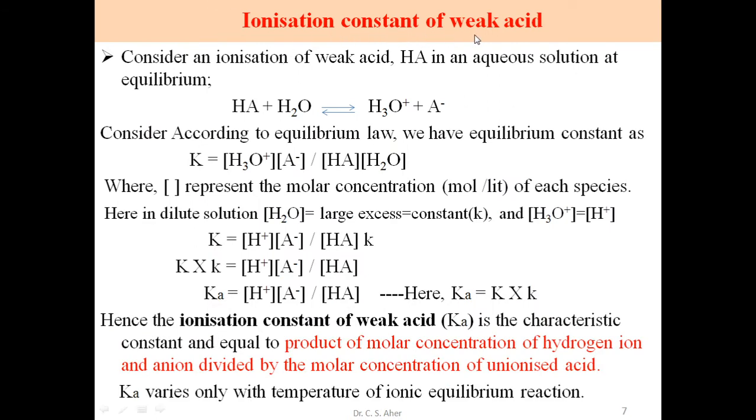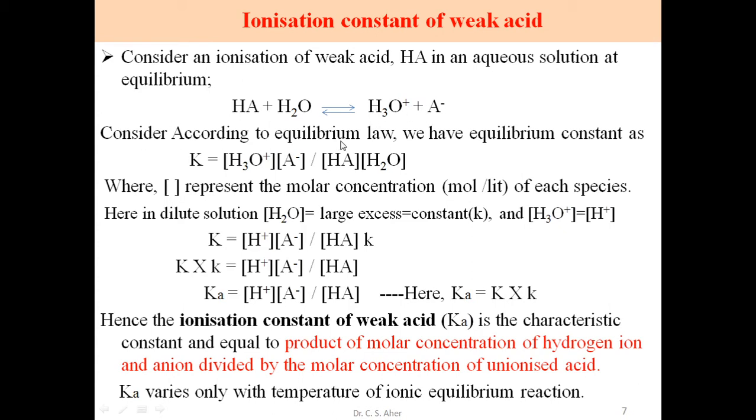Ionization constant of a weak acid. Consider the ionization of a weak acid, a general acid HA, in aqueous solution at equilibrium. We write this general reaction: HA is a weak acid added to water. At equilibrium it produces hydronium ion plus anion. HA dissociates and produces H+, which combines with water to form hydronium ion, and A- is produced. So it produces a cation and an anion.